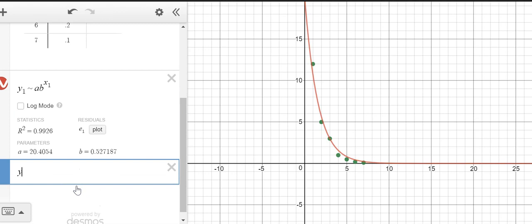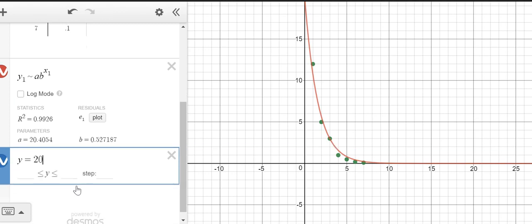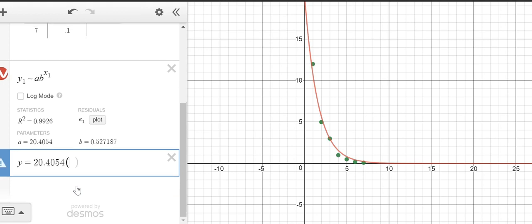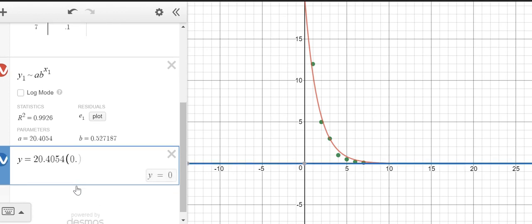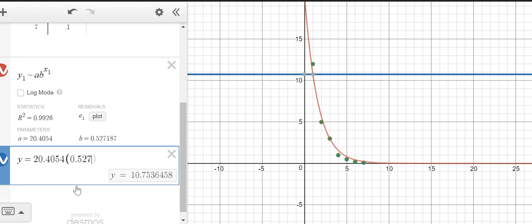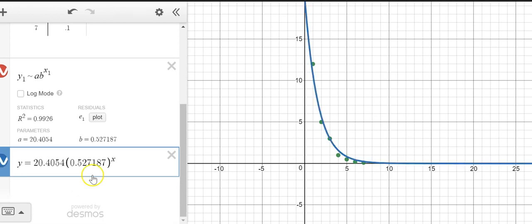0.527187. And if I plug this in, just to make sure it looks good, we'll put 20.4054, and I like to put my b value in parentheses, which is 0.527187, and I raise that up to the x power. You can see now this blue line is going right over top of that approximated red line we created. So we can see the initial value that it calculated for us was 20.4, and the b value, which is the decay rate, is right around half.